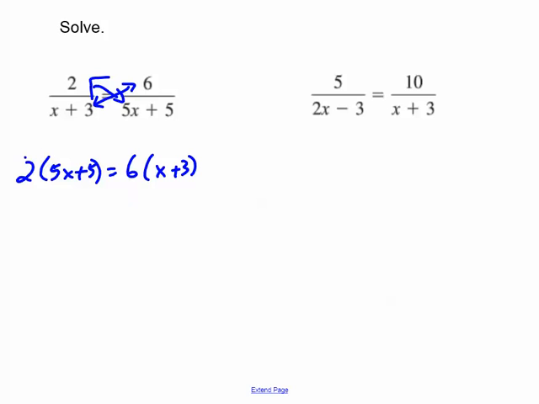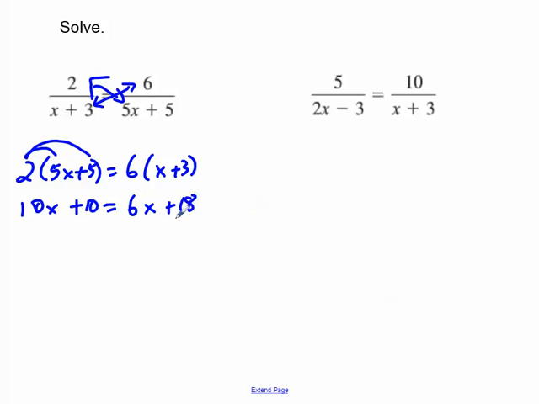And now we just simply, well, let's see. This equation is equivalent to this equation. We'll get the same answer, but this one's a lot easier to work with. So now we distribute that 2 to everything. I've got 10x plus 10 equals 6x plus 18.